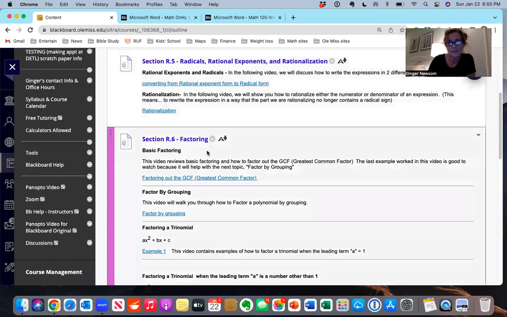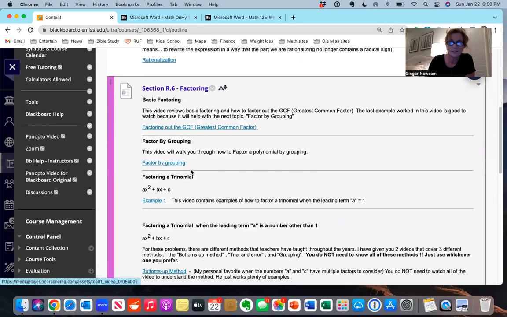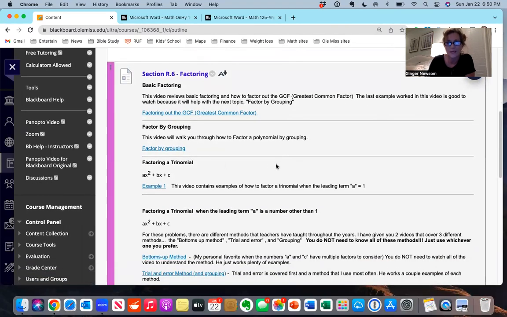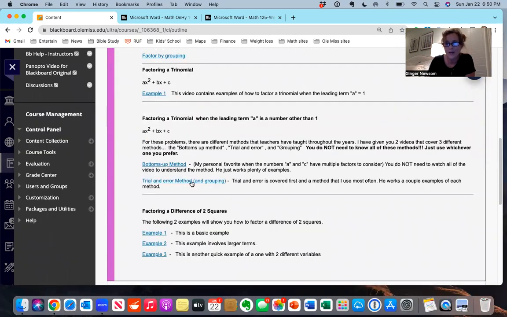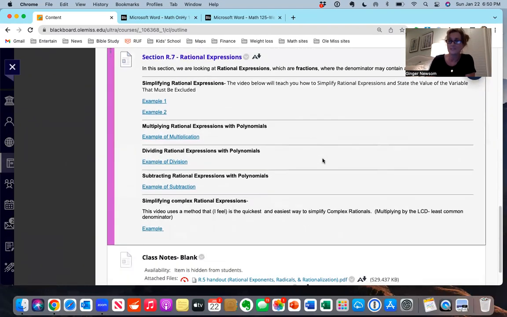So that's R5. R6 is about factoring polynomials. I will say, you're supposed to come into this course knowing how to factor polynomials, but it's a good review. That's why we call it R6, it's review. And these are some different examples of how to factor by grouping, the trial and error method, different ways that might help you. Okay, do you see that? So for each week, when you click on week 1, I have it broken down into the sections that need to be covered. For this week, we're covering R5, R6, and R7.